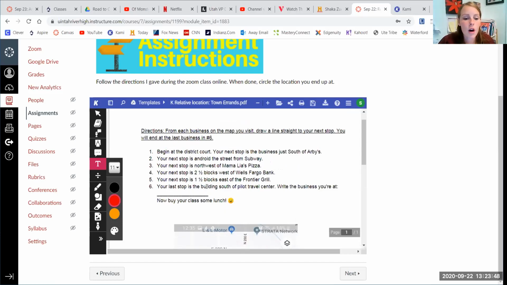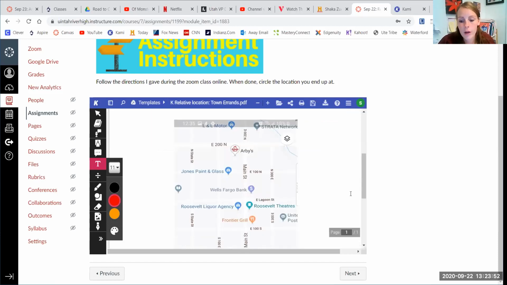All right, so number 1, begin at the district court. So when you guys are looking at this map, you will see the street where it says east. This is kind of confusing, but I want to explain it to you guys. When you're looking at a map and you see the street names, like it says East 200 North, basically you think, what? What does that mean?